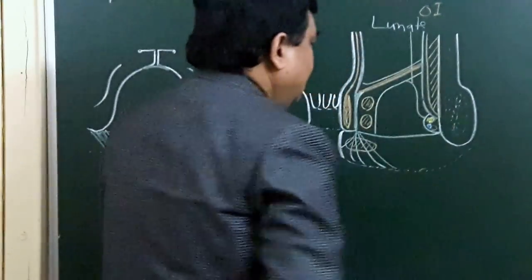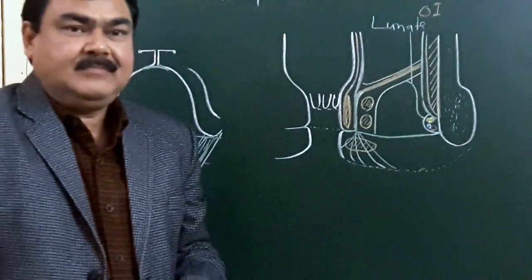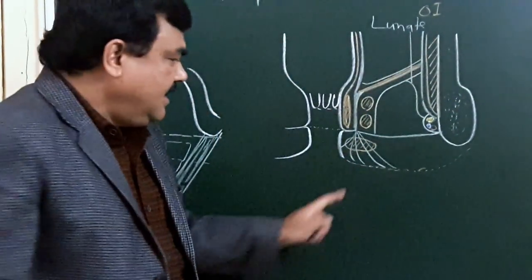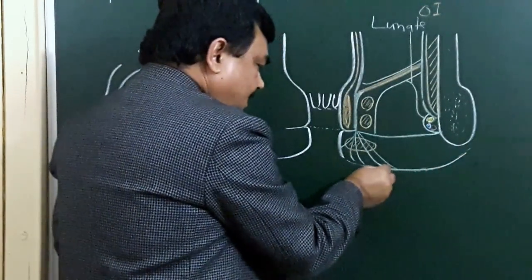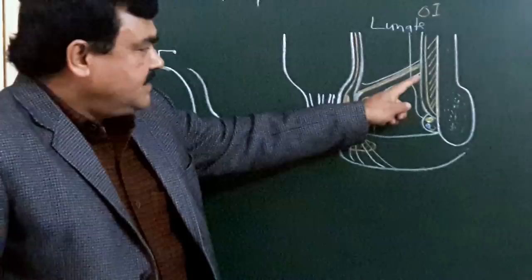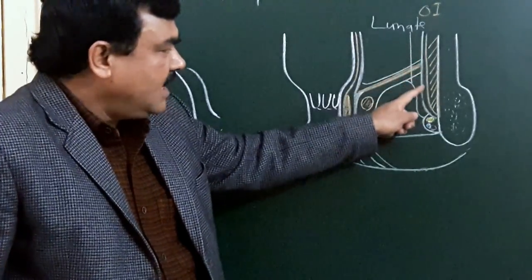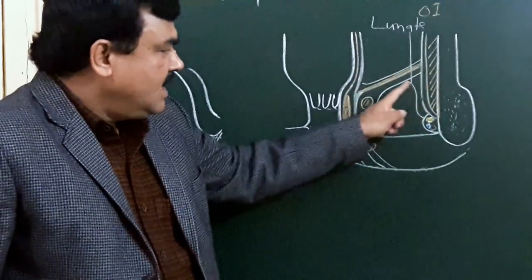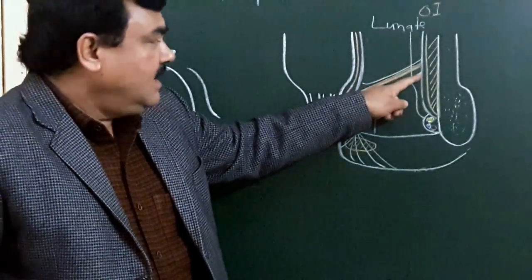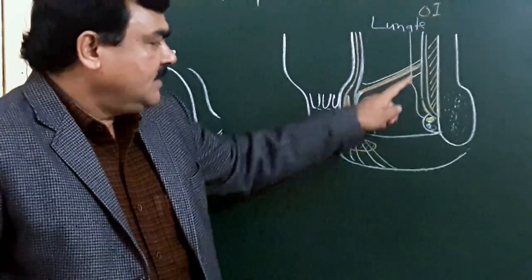This is the skin. So now you can see, from here to here, this is the ischiorectal fossa. The ischiorectal fossa is bounded inferiorly by skin. Superiorly, the skin forms the base. Here is the apex. The apex is formed by the joining of the obturator fascia, which covers the obturator internus muscle, and the anal fascia. This is the joining point of obturator fascia and anal fascia. Here the apex is formed.